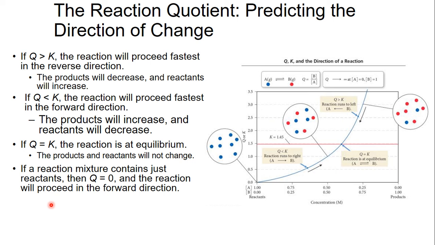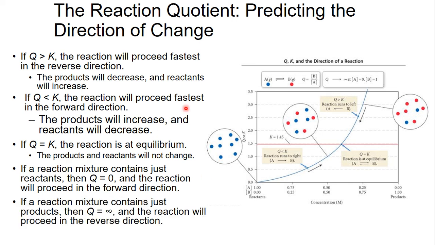Now, if your reaction mixture is just reactants, you would have no numerator. 0 divided by anything is 0. So your Q is 0, and you'll go in the forward direction. While if you have only products, you'll have products divided by 0. We say that Q is infinity then. It would actually be undefined, but what that means is that you're going to run towards your reactants. You're going to make reactants.